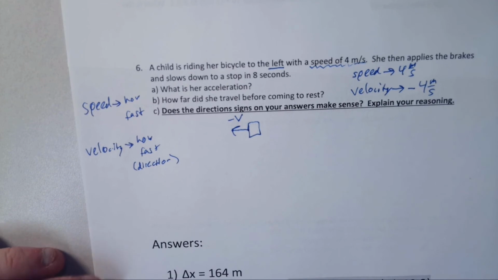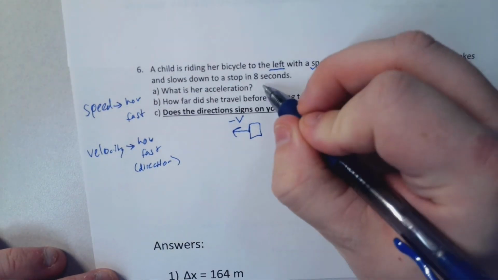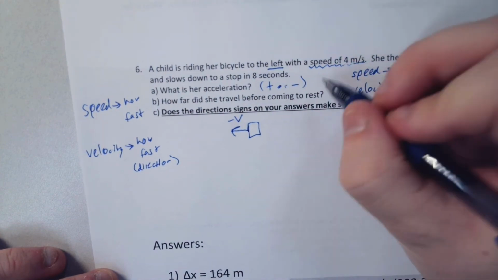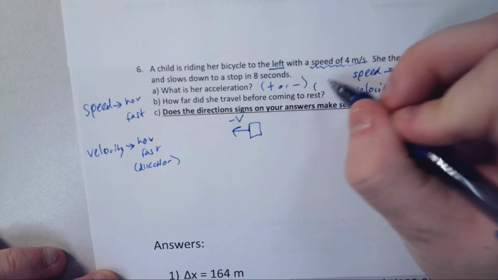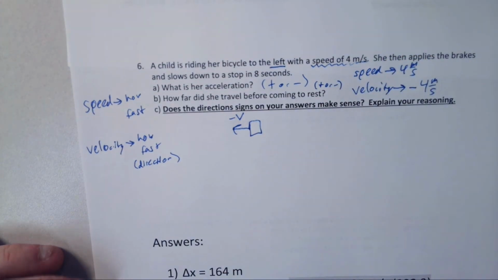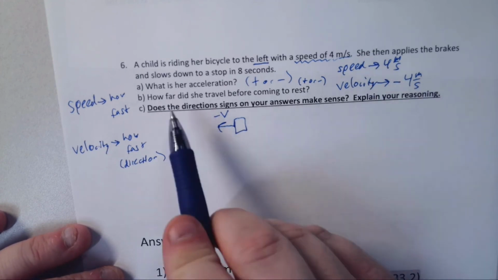And we also have to predict. I want to make a prediction of what kind of sign we should have here. Should we have a positive or should we have a negative? And then the same thing for our delta x. Should it be positive or should it be negative for that? So first of all, let's think about here. She's going to the left. She then applies the brakes and slows down to a stop.